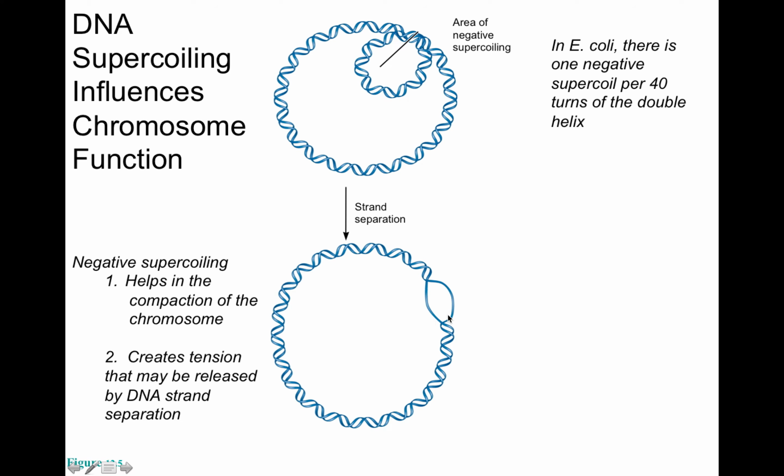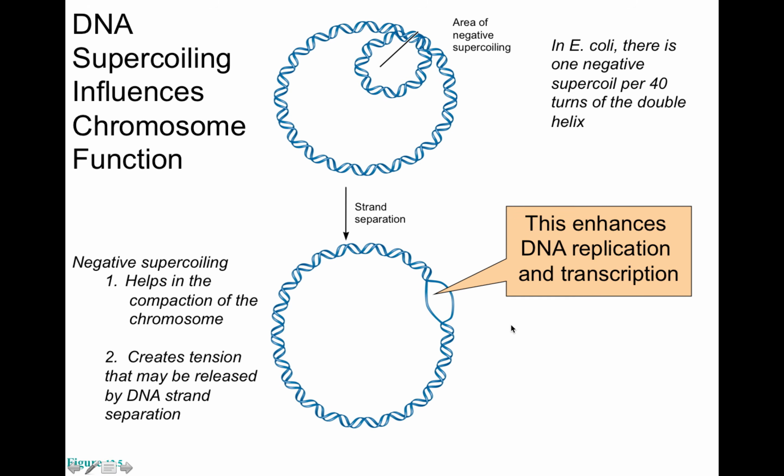Think about the structure of the bases. A base pair, an AT base pair versus a GC base pair. How could that sequence of nucleotides in this negative supercoiled area influence the tendency of the strands to separate? I want you to think about that. Having these negative supercoils enhances DNA replication and transcription.